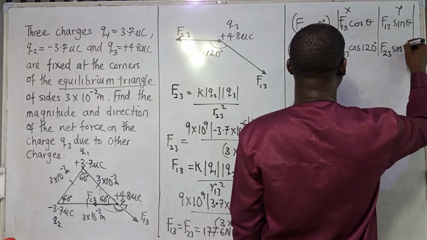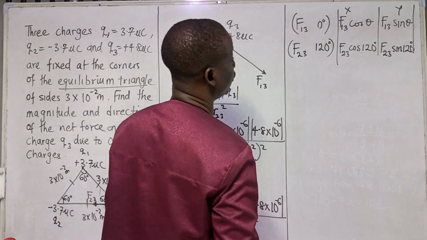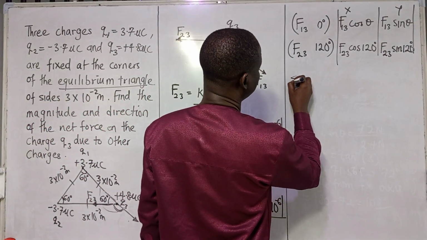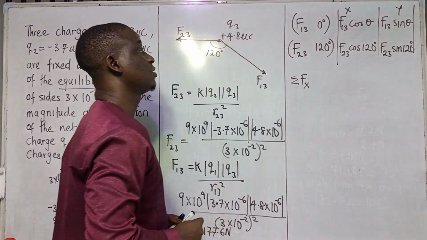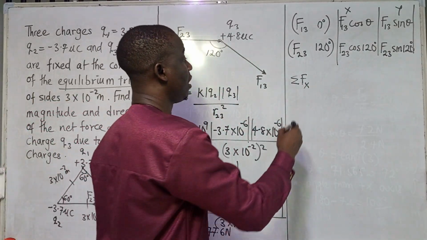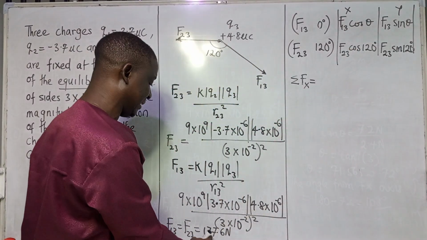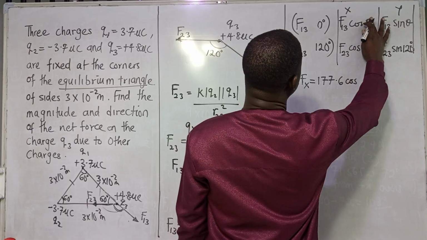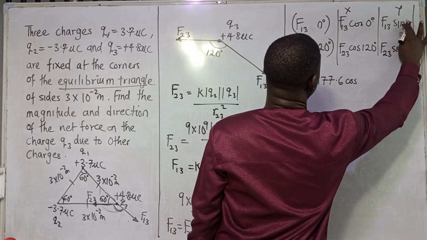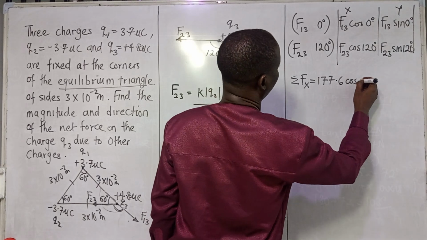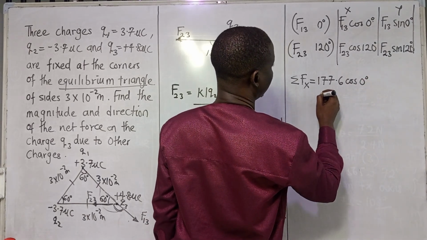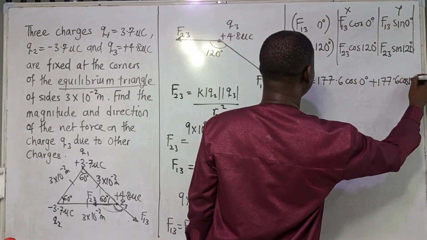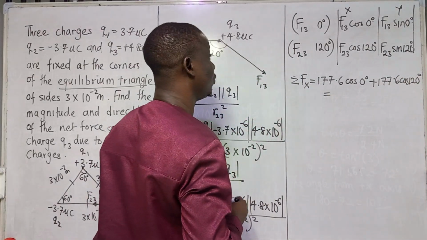F23 sine 120 degree. So that's what I'm going to use now. What I want to do now is say the summation of the force along the x is equal to what? F13 is what? Same thing: 177.6 cos 0 degree, plus 177.6 cos 120 degree. So give me the answer to that.